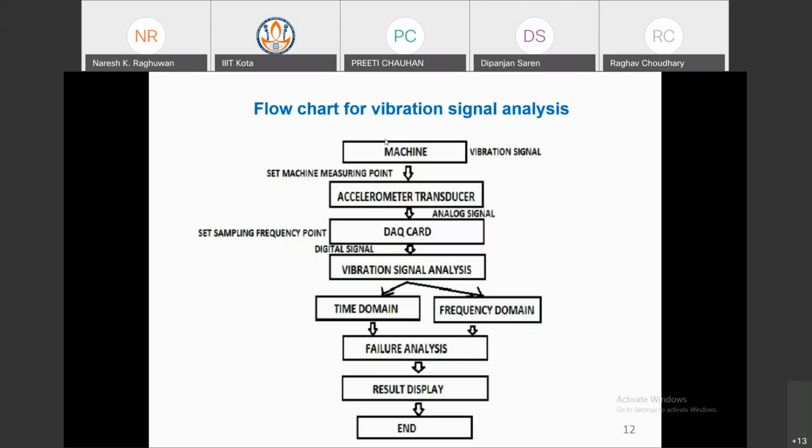Amplitude for the acceleration or displacement. Okay, so by analyzing these time domain or frequency domain, there are some advantages of the time domain and frequency domain. Some disadvantages also there. Okay, so after knowing very well which domain we have to consider for the analysis, then failure analysis, after that we will find the fault.